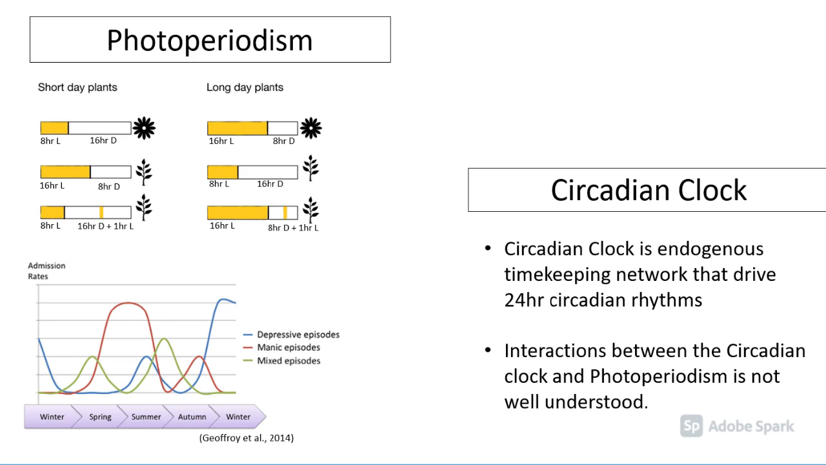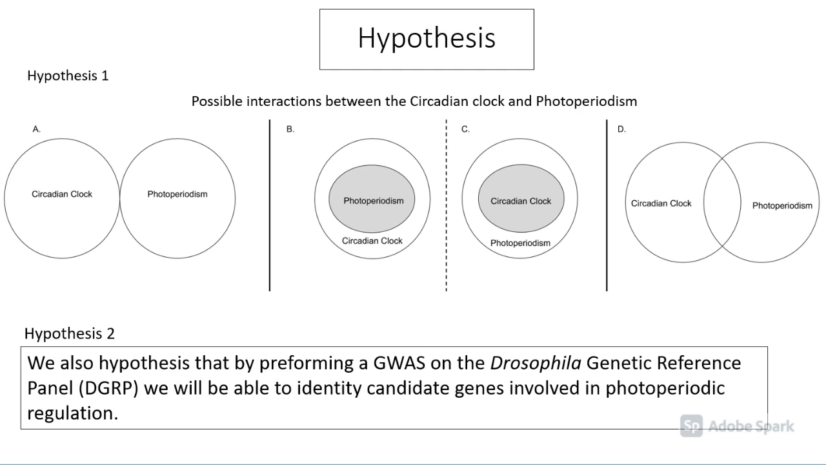The circadian clock is a regulator of many metabolic processes and drives a 24-hour circadian rhythm. However, it's not well understood how the circadian clock plays a role in photoperiodism. In this project, we aim to better understand the genetic mechanisms of photoperiodism using the Drosophila Genetic Reference Panel.